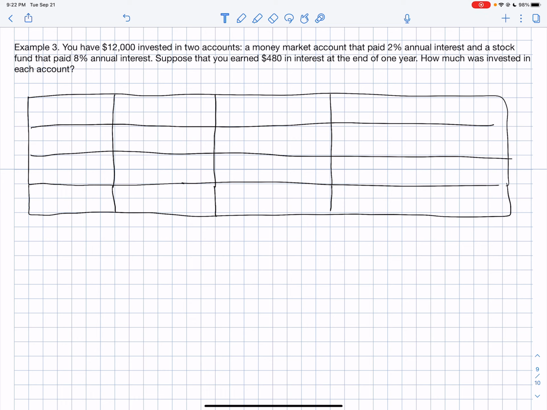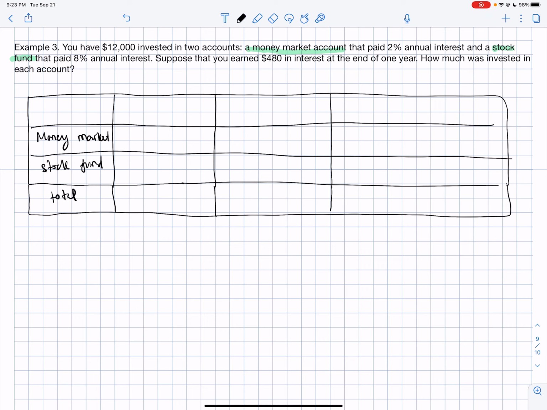So for the first column, we have two kinds of accounts. We're going to put the money market account, and the other one will be stock fund. Here will be the total in the bottom.